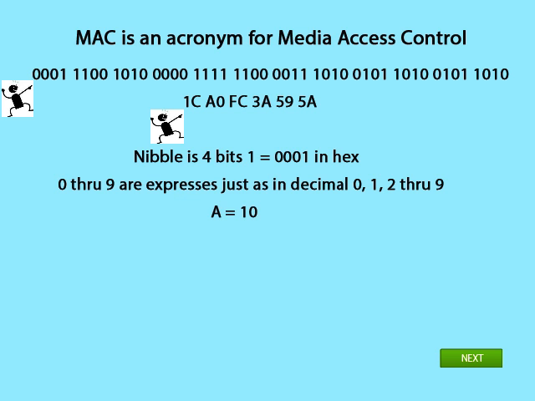We use Alpha to represent 10, Bravo to represent 11, Charlie to represent 12, Delta to represent 13, Echo to represent 14, and Foxtrot to represent 15. This is hexadecimal notation, or base 16.